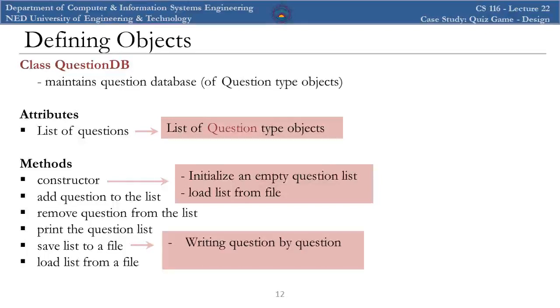Now, saving to file, what options do I have when I save my list to file? I can save that list question by question. I know this is a list of questions. My main instance attribute is a list of questions. So I can write question by question into that file, or I can write the whole list as a single object to the file. So this is what I'm going to use, because I'll show you shortly that this will organize the file in a better looking way.